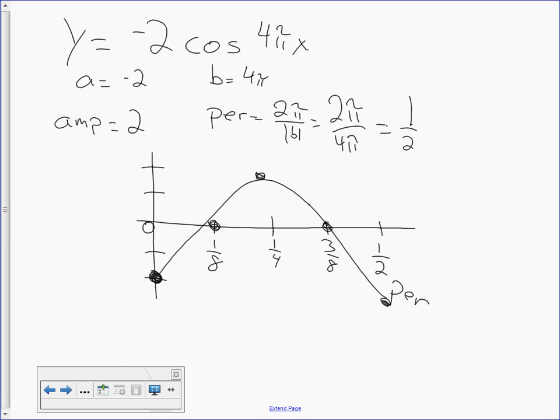So even though I threw a nasty shift into that, with the amplitude, the a value, being negative, and your period winding up just being a half, it's the same thought process in how you set it up as every single other problem that we've done. Okay? That doesn't change. Let's try another one.